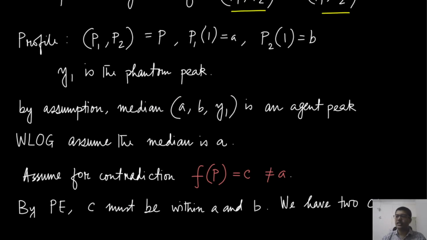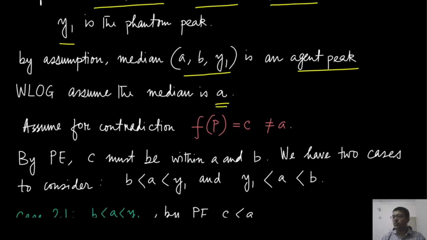Now we are in this state where we have this preference profile p1 comma p2, and the peak for player 1 is A and the peak for player 2 is B, and let's say y1. So there is only one phantom peak, which is y1. By assumption, in case 2, the median of A, B and y1 is an agent peak. Without loss of generality, we can assume that the median of these three peaks is A. Now what we want to show is that the social choice outcome should also be A, but for contradiction, assume that the outcome is C, which is not equal to A.